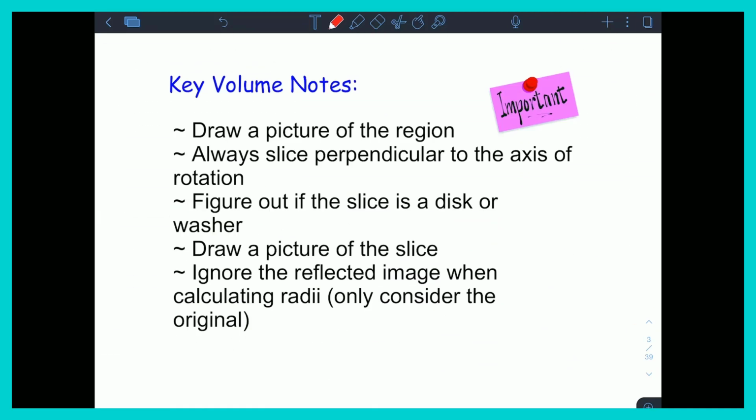Key volume note number 1, draw a picture of the region. Number 2, always slice perpendicular to the axis of rotation. That one's very important. Number 3, figure out if the slice is a disk or a washer, which we'll talk about in a little bit. Number 4, draw a picture of the individual slice. And number 5, ignore the reflected image when calculating your radii. Only consider the original.